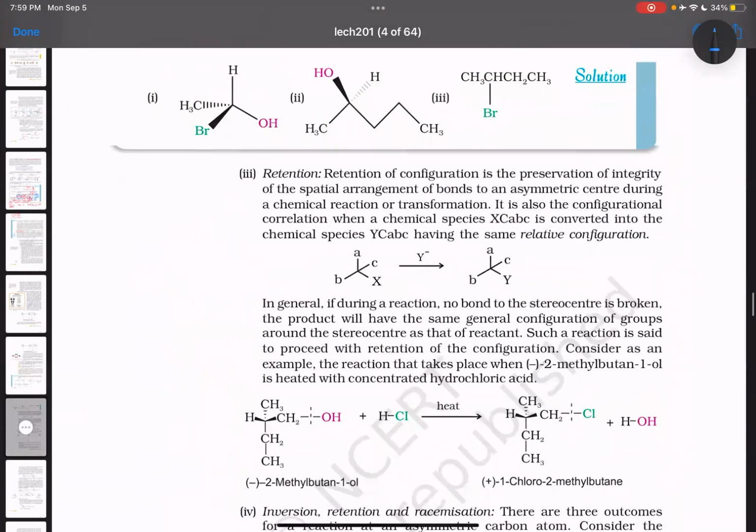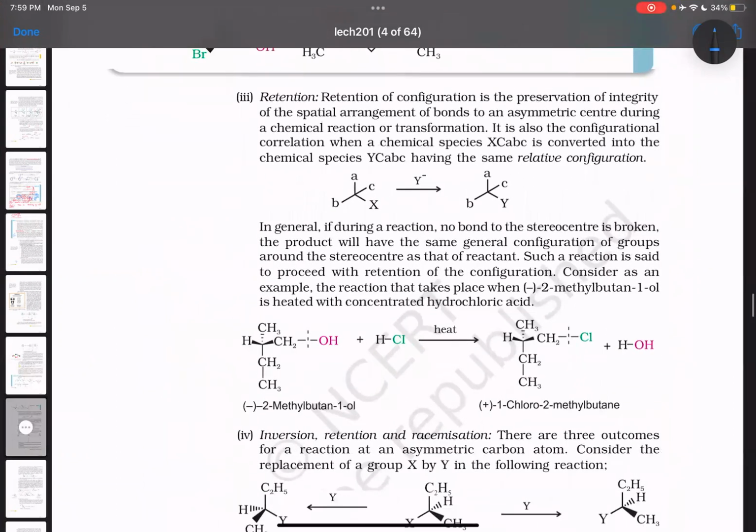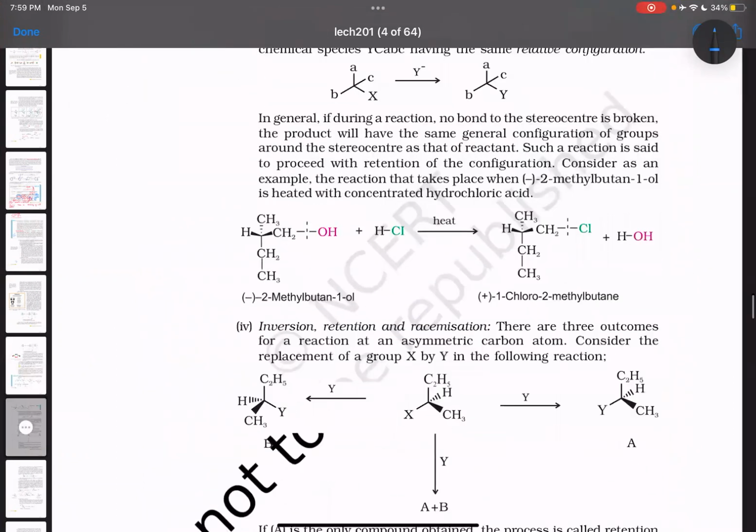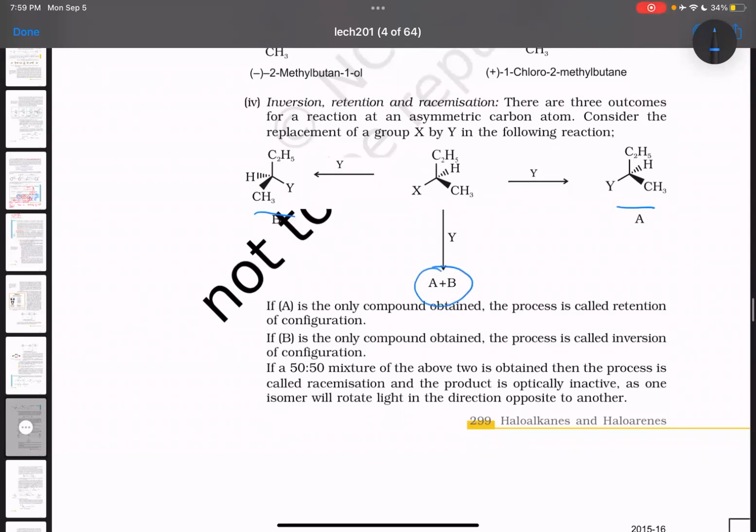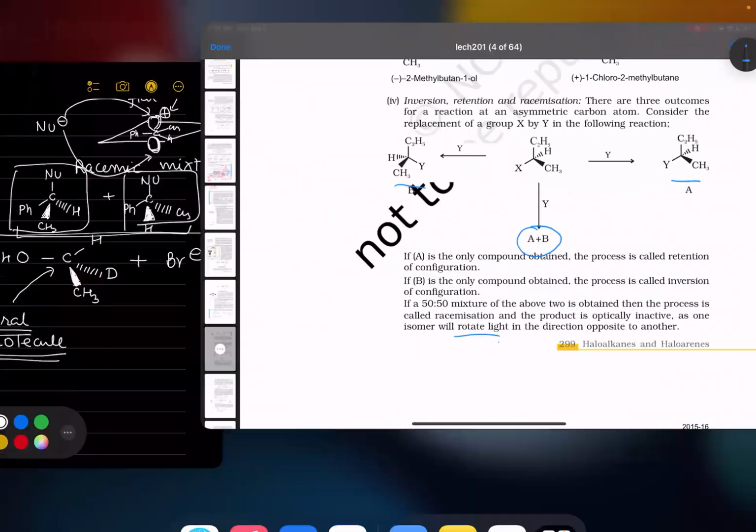Retention and inversion, they have explained what inversion and retention are. Retention means on the same side, and the other is inversion. So in SN1 both happen together, a 50-50 mixture of the two, and that will not rotate the plane polarized light.